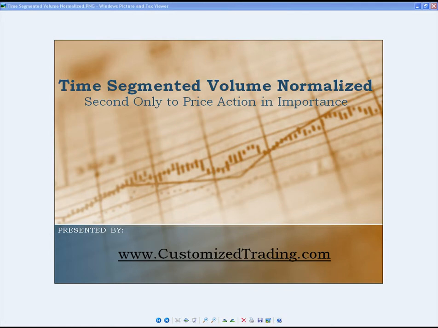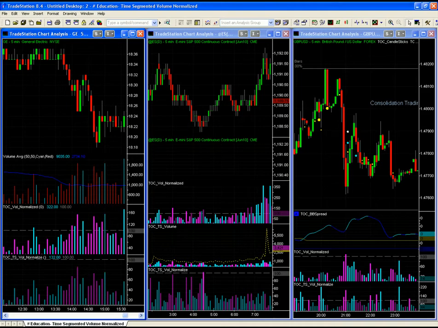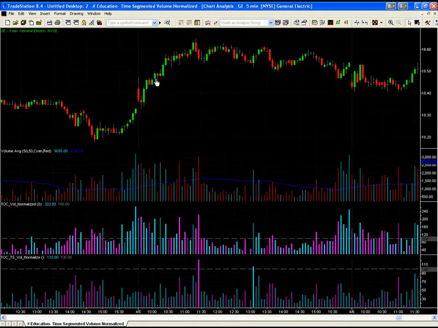This one covers time segmented volume normalized, which is second only to price action in importance. Trading is an exciting career, an exciting way to make money, but it takes having the proper tools to get the job done. Otherwise, you're actually making it much more difficult to do the job that you want to do. So let's take a look at how important volume is to your trading activities.